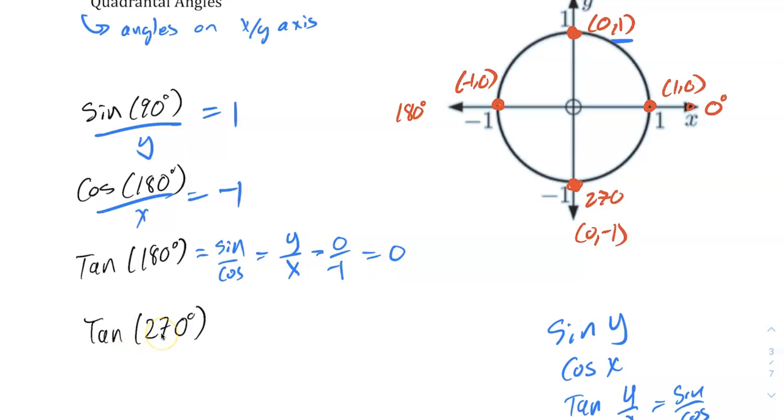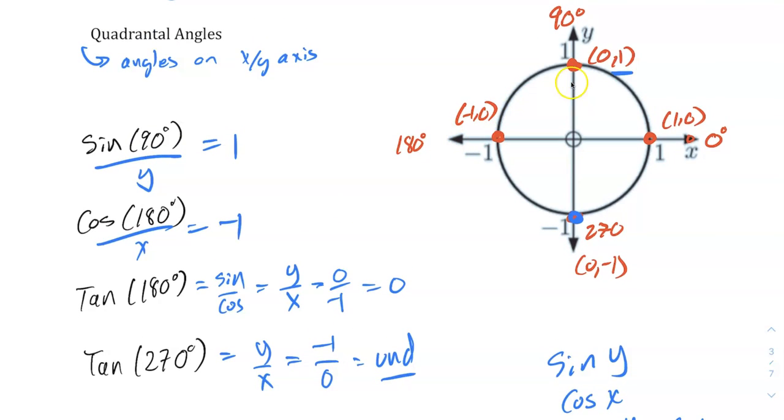Tan of 270? 270 is down here. Same idea, it's going to be y over x. In this case, it's -1 over 0. You can't divide by 0, so it's undefined. So that's how we do trig functions when it falls on a quadrantal angle, when it falls on a line. You go, okay, it falls on a line, I know what these points are. Sine is y, cosine is x. Just find out your values.